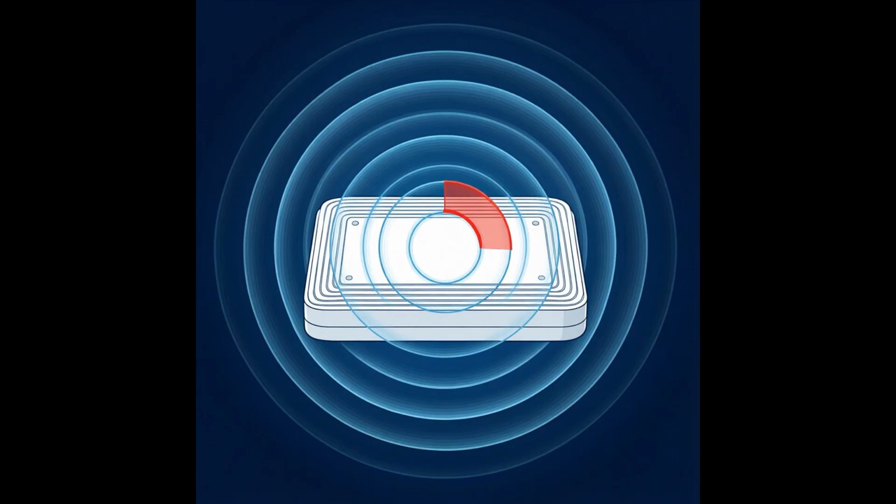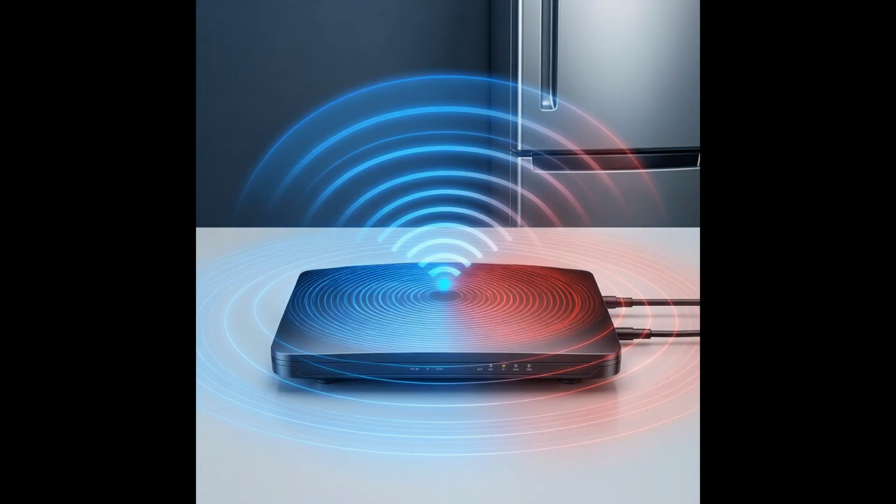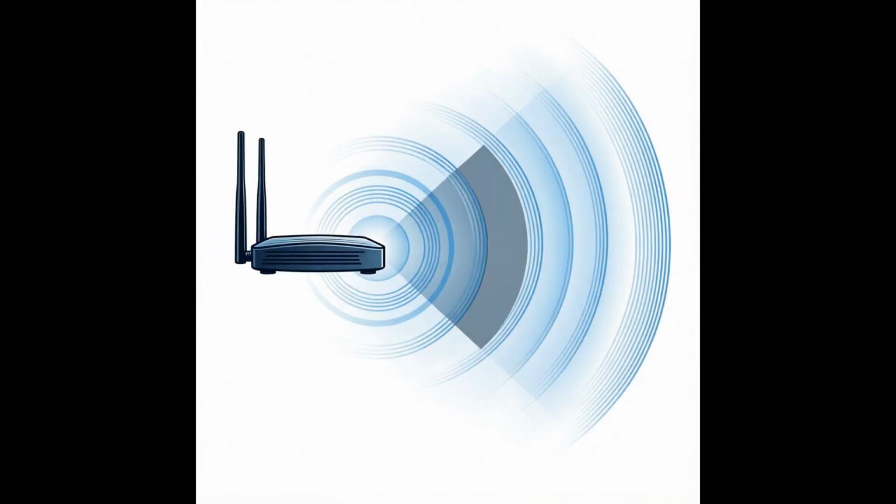Imagine your router emitting concentric circles of diminishing intensity, much like ripples spreading across a pond after a stone is dropped. As these electromagnetic waves travel through walls and furniture, their amplitude decreases until they reach a point where devices can no longer decode the information.